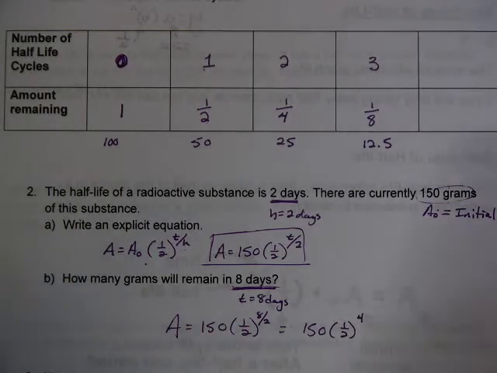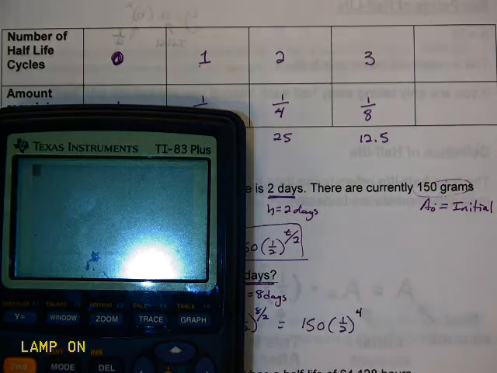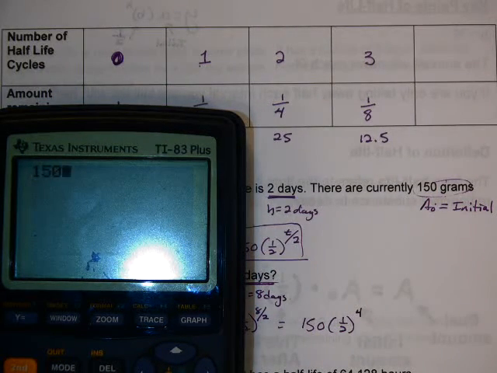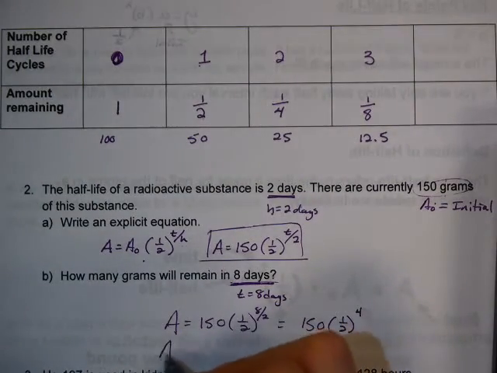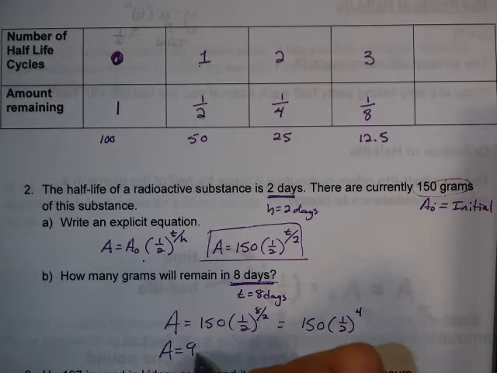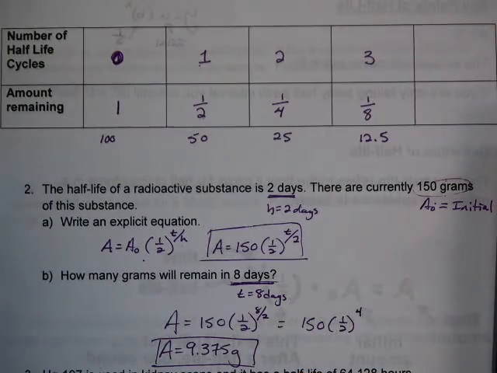And if you type that in your calculator, make sure you use the caret symbol. So 150 times 1 divided by 2 raised to the 4th power. That caret symbol there is important. And your fraction just goes in parentheses. So it means we'll have 9.375 grams of our substance left after 8 days. 9.375 grams. And that is our formula.